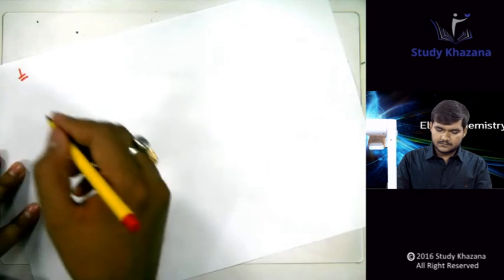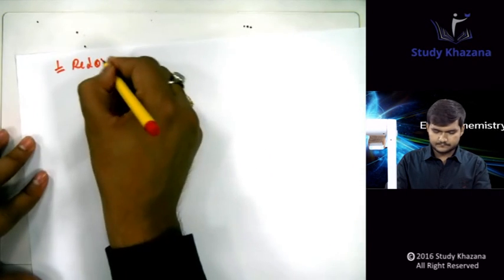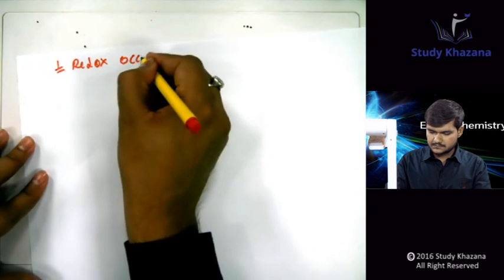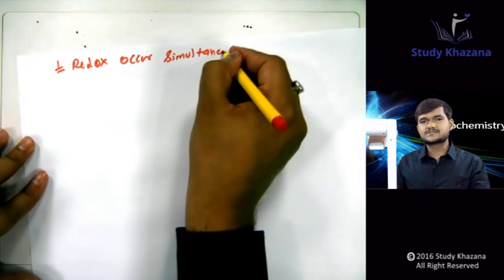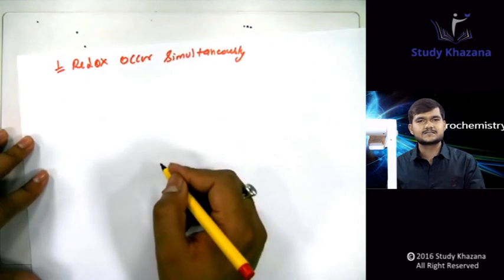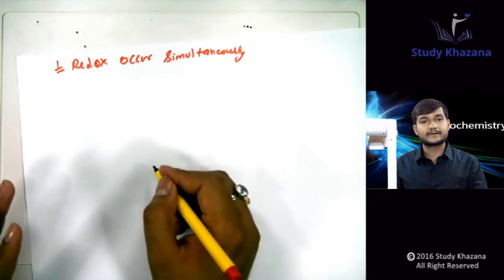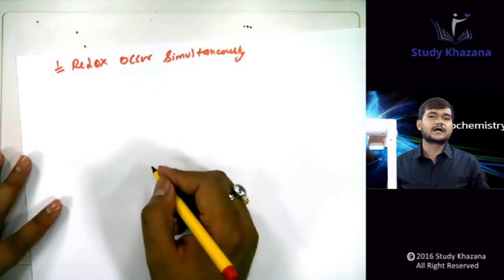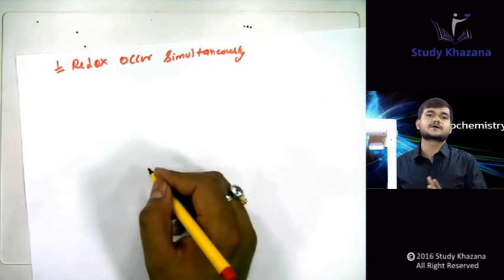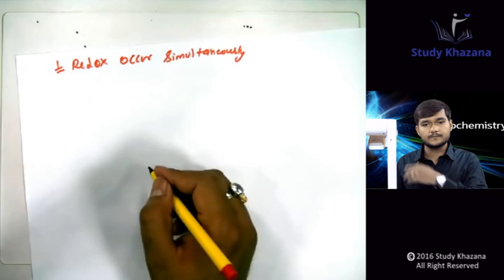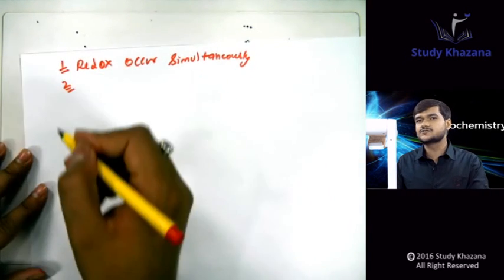One is that redox occurs simultaneously. It means if one species is oxidized, then another has to be reduced. They occur simultaneously. Like in direct redox you have seen, I have taken a zinc rod in copper sulfate solution. Zinc is oxidizing and copper is reducing. And the second one, why we cannot measure them individually.